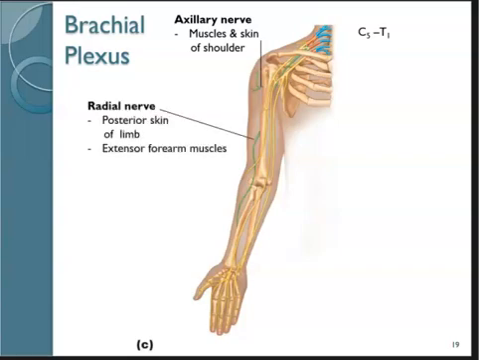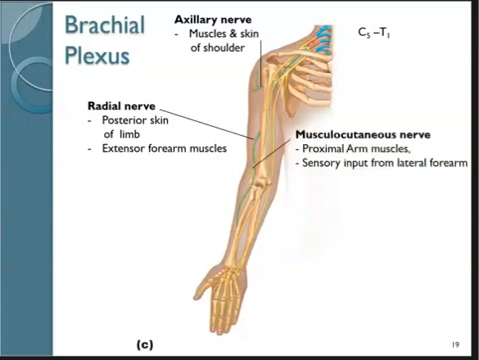Then we have radial nerve. Radial nerve basically runs on the posterior side. Remember the anatomical position, posterior side of our arm, and innervates all the extensors. So triceps brachii, the extensors in our forearm, which extend the wrist as well as our fingers. Then we have musculocutaneous. This innervates biceps brachii muscle as well as the muscle underneath, brachialis muscle.